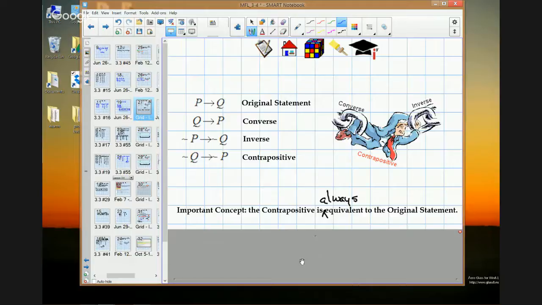Let me try that again. If it rains outside, then the sidewalk will get wet. I think we'd all agree that's true, right? The contrapositive is, if the sidewalk doesn't get wet, then it doesn't rain. You're just saying the same thing in a different way, basically. That's exactly correct. My husband accuses me of doing that all the time.